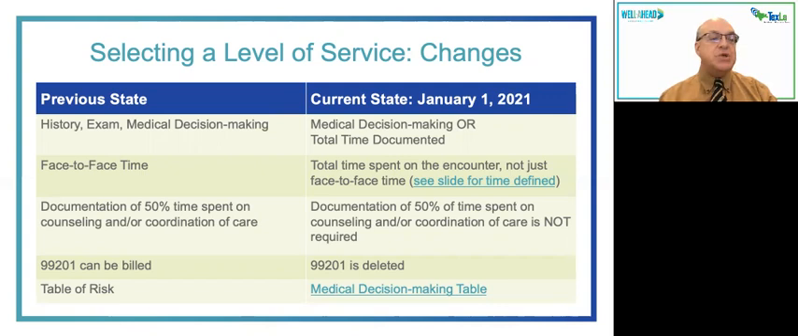And then 99201 cannot be billed because that actually doesn't involve a provider doing any kind of activity. So while it could be billed before, it has been deleted in the new system. And then before there was a table of risk, and now it's a medical decision-making table. And I'll provide that for you later on in the PowerPoint.